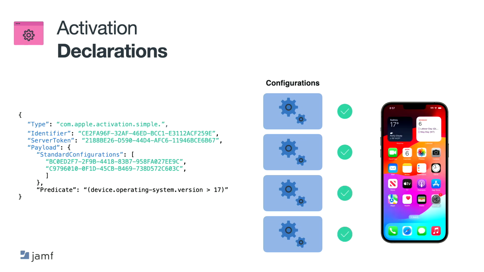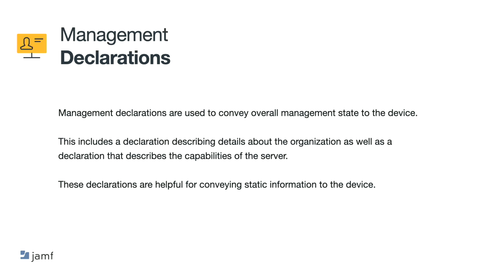We go and update the device. Those 2 configurations automatically apply. The server does not need to tell the device, oh, now that I know you're on the new version of the operating system, now apply these configurations and the complex grouping required to deliver that. So management declarations, they're used for sort of static information about the management state, information about the server. We haven't seen a lot of that in production yet, but this gives the vendors opportunities to do things in the future.